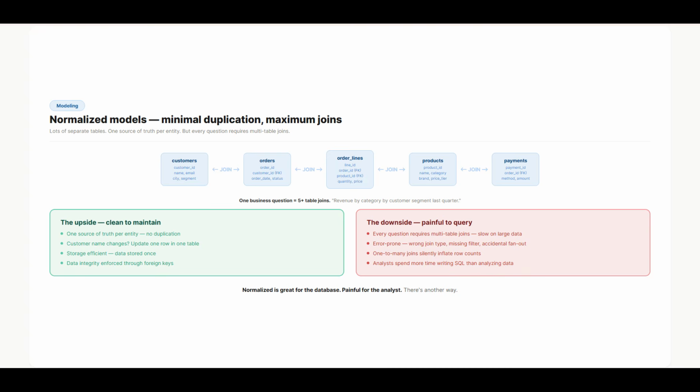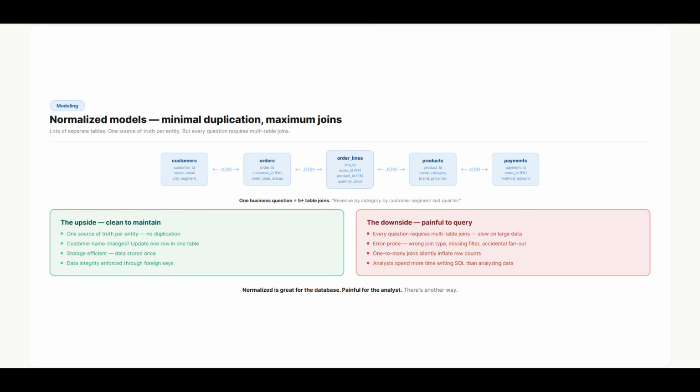Now, there's a broader structural trade-off I want to cover, the spectrum between normalized and denormalized models. Normalized models, lots of separate tables, minimal duplication, joined at query time. Your customer data lives in one table, orders in another, products in another, line items in another. 5, 6, 7 tables joined together to answer a single business question. Normalized is cleaner to maintain. One source of truth per entity. If a customer's name changes, you update one row in one table. Done.